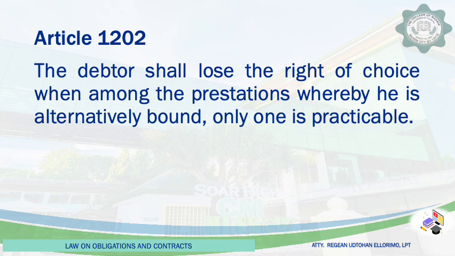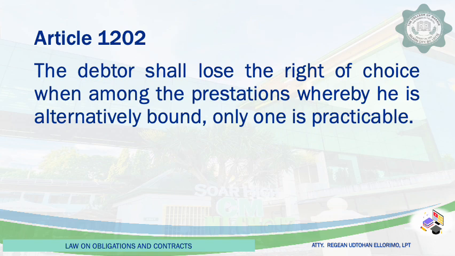Article 1202, class, explains when the debtor loses the right of choice in an alternative obligation. Here, the debtor loses the right of choice when, out of all the prestations he may choose from, only one remains possible to perform, meaning all the others have become impossible or unlawful. In that case, there's no longer any real choice, no? So the obligation becomes simple, limited to the only practicable prestation left.